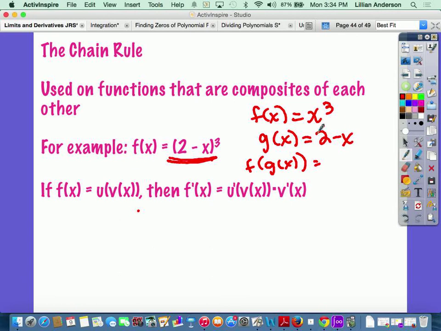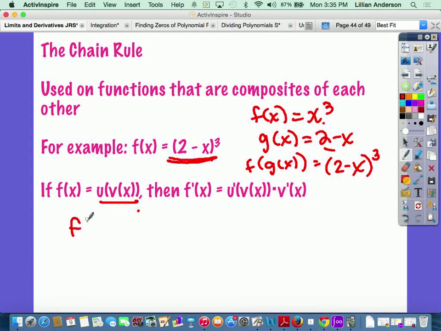Remember, you take g of x and you plug it into x cubed, and that's how you get the function. So to find the derivative when you have a composite, you basically take the derivative of the outside function times the derivative of the inside.